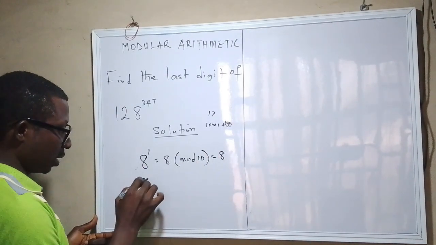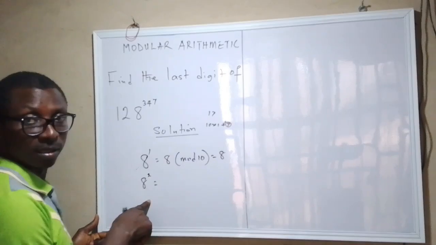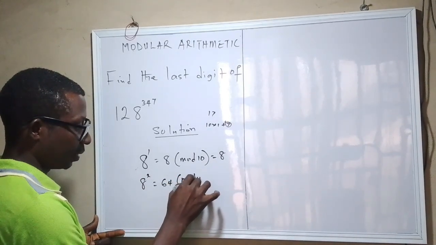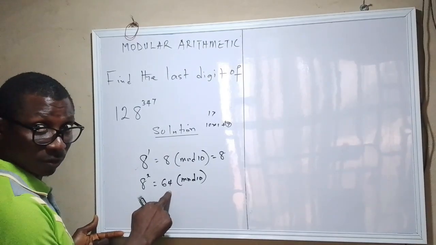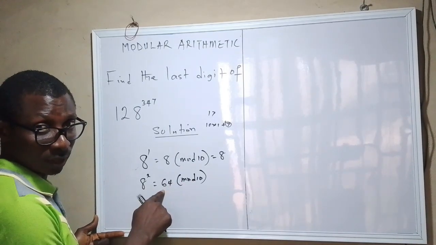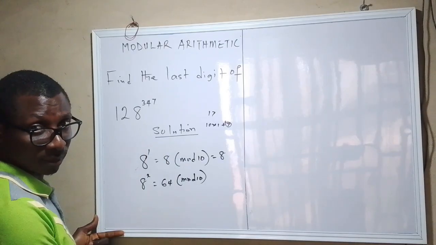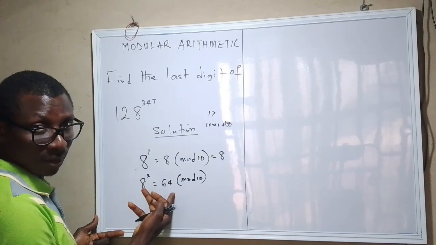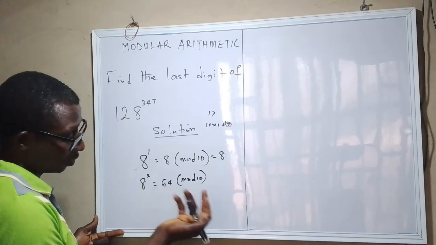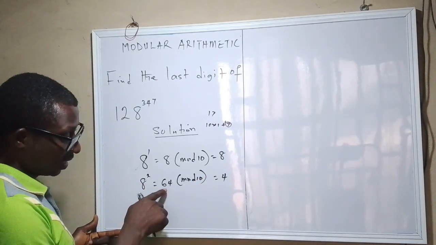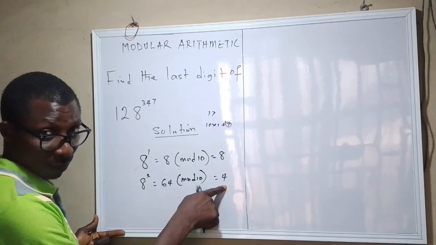Now let's look at the second one. So this is 64, in mod 10. Now if you're expressing a number in mod 10, that means you divide that number by the mod. The remainder is going to be the answer. So when you divide this by 10, you have 6, remainder 4. So that's the answer, you have 4. Now that means the last digit of this number is 4.